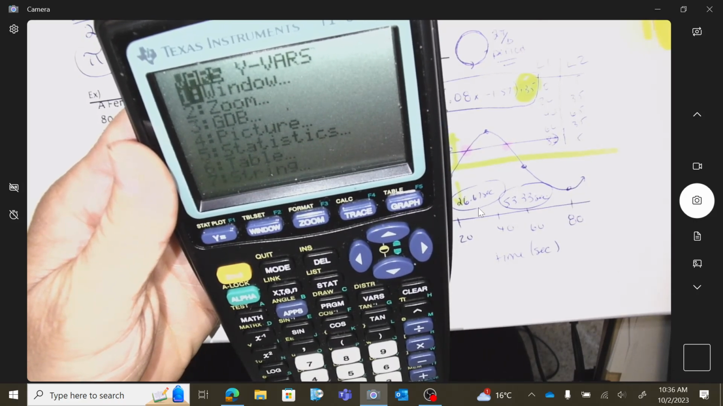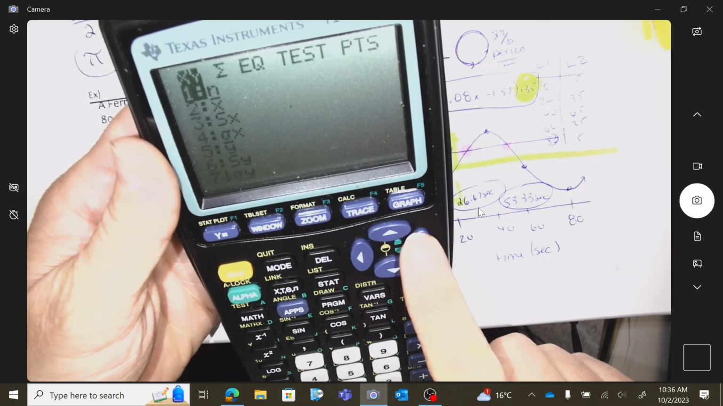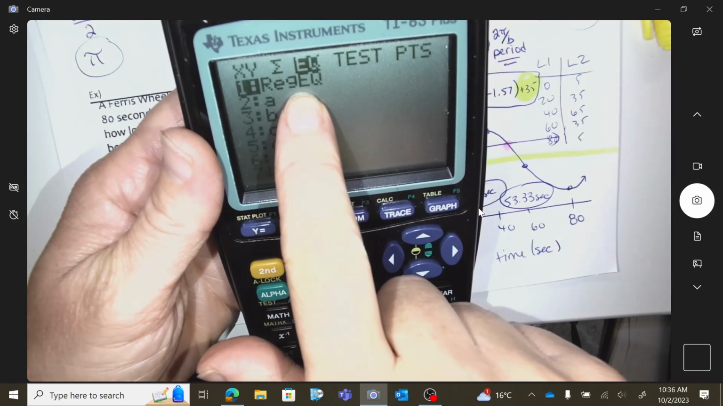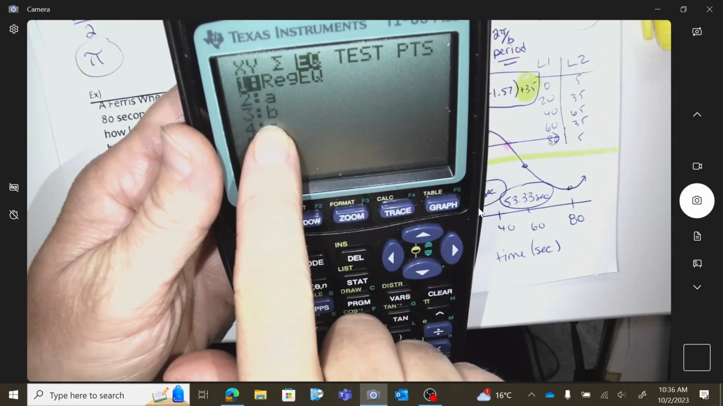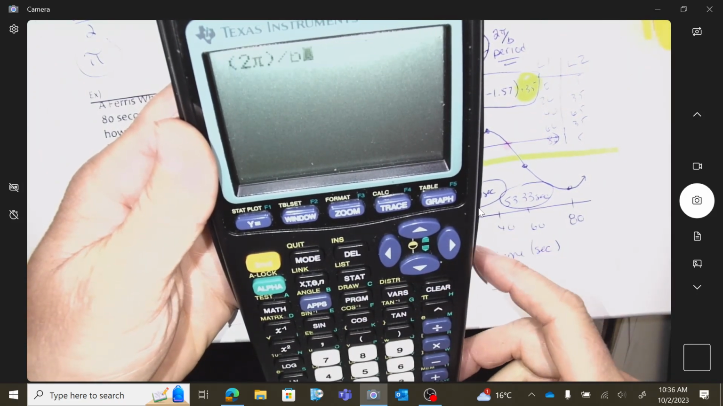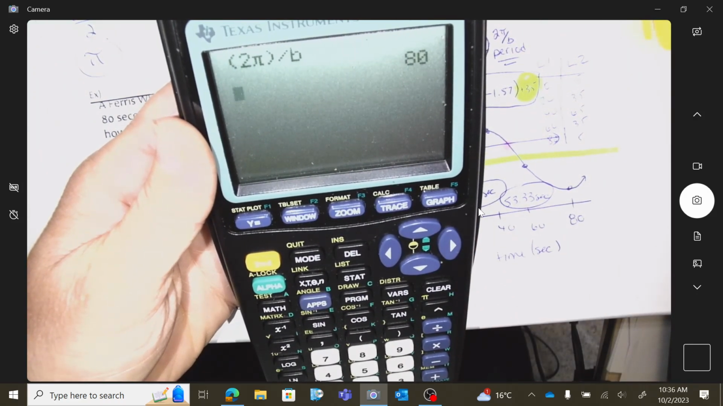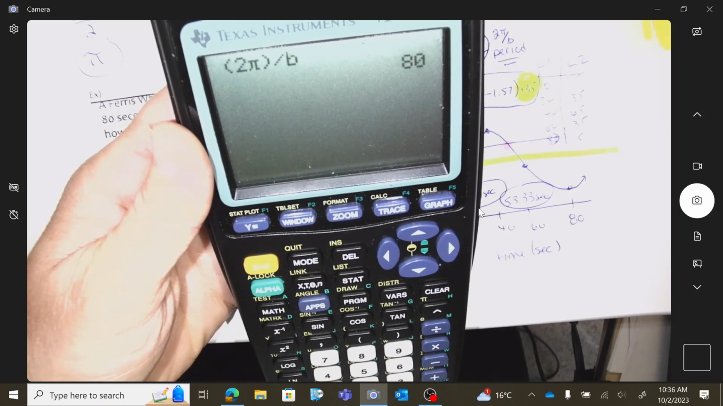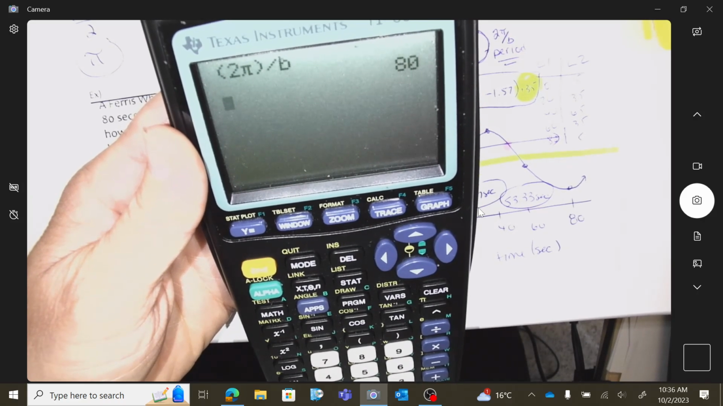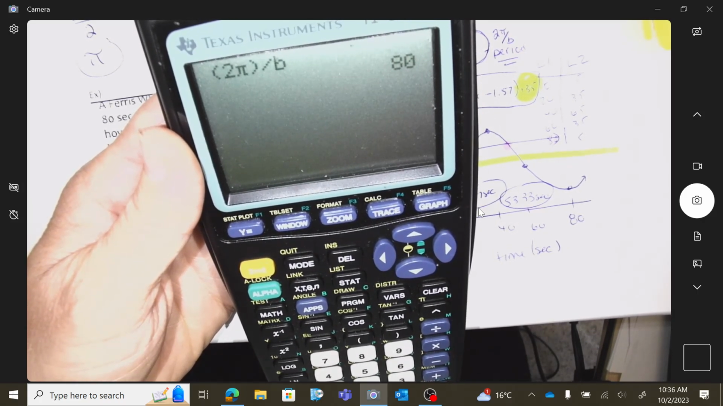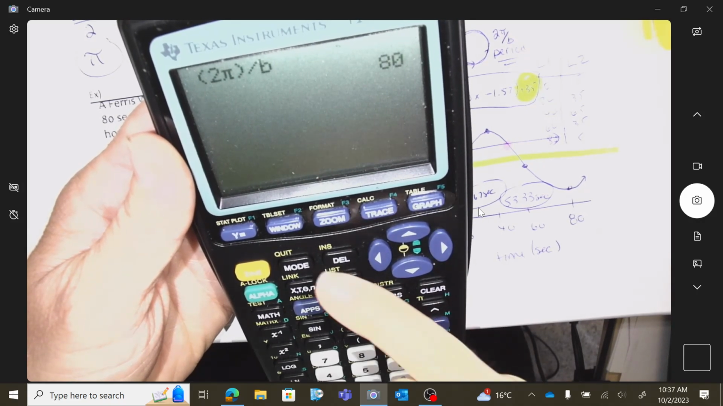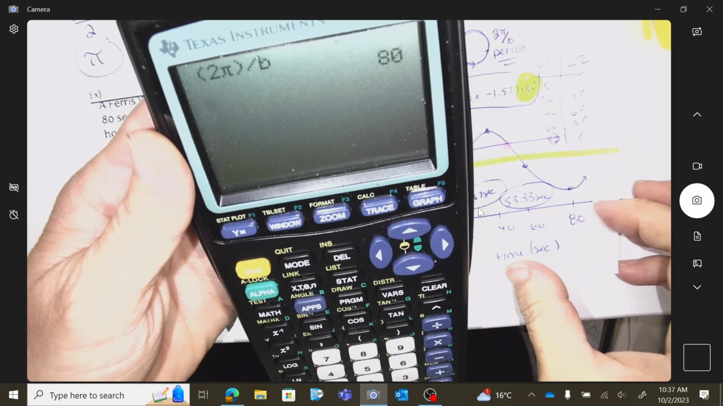Vars, statistics, equation, except for this time we're not copying the whole equation. What are we copying? Just the b. So now we just go down to here. And we should get 80 seconds to make a revolution, a period. So we're adding just one little extra thing with your calculator. You can do 2 pi over b, and you can be copying and pasting that b right in there.